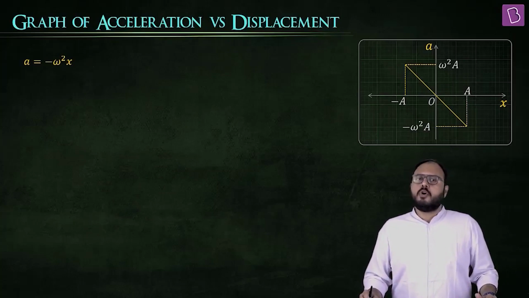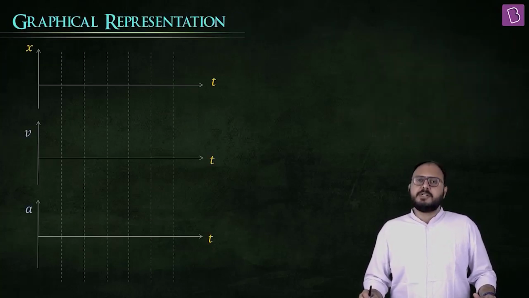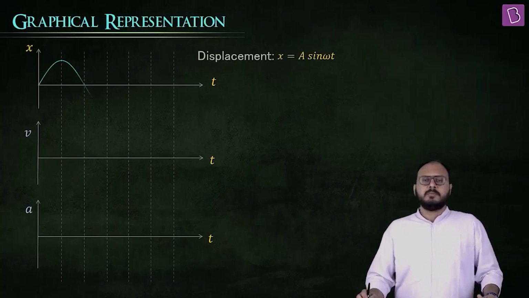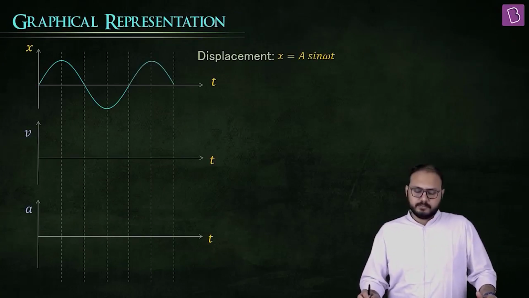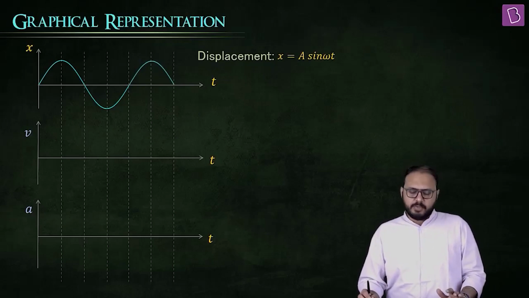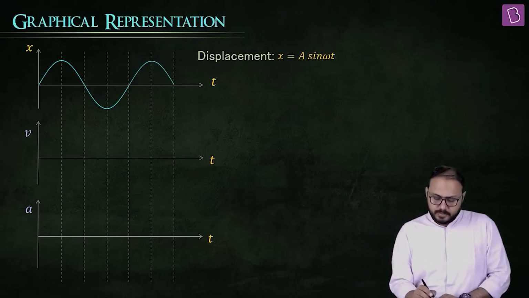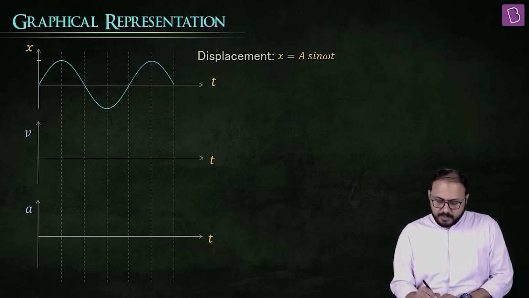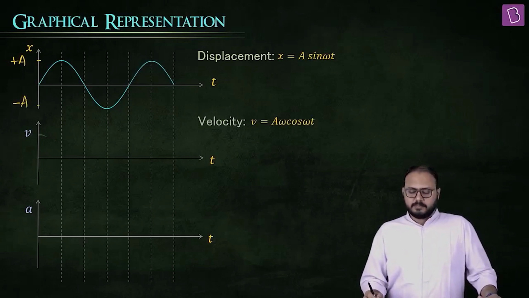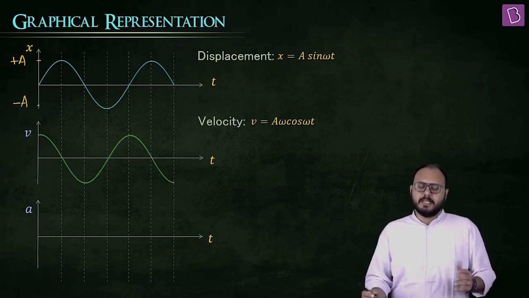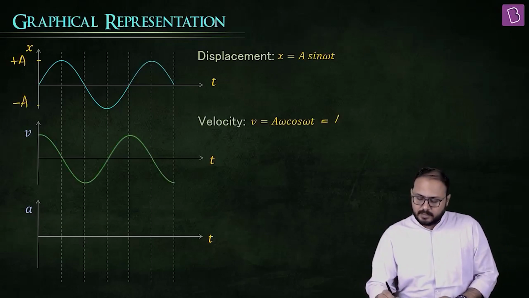Right? Now let's draw all three of them with time. And there is a special treat awaiting you. I will start with x equal to a sine omega t. Is the graph of x equal to a sine omega t clear to you? What is this value? Sir, this value would be plus a. Good for you. What will be this value? Sir, this value would be minus a. So far, is there a problem? No. Velocity. A omega cos omega t, sir. Big deal. There is a big deal.